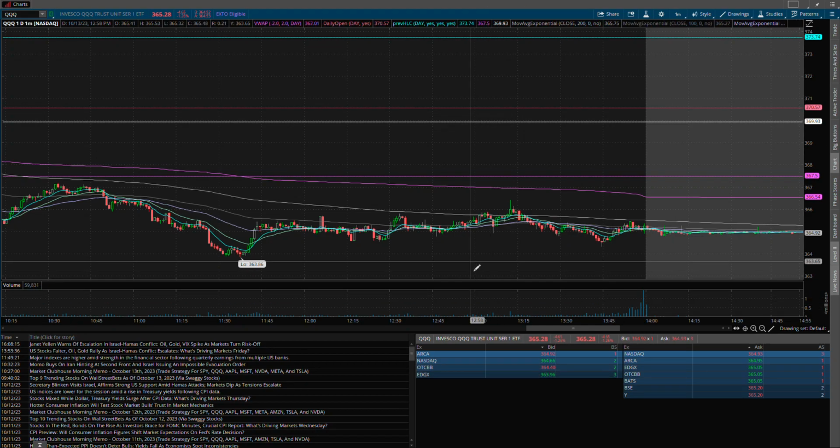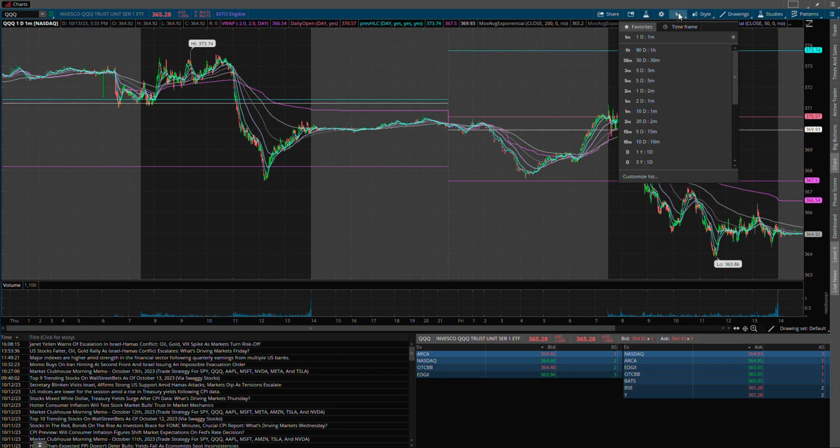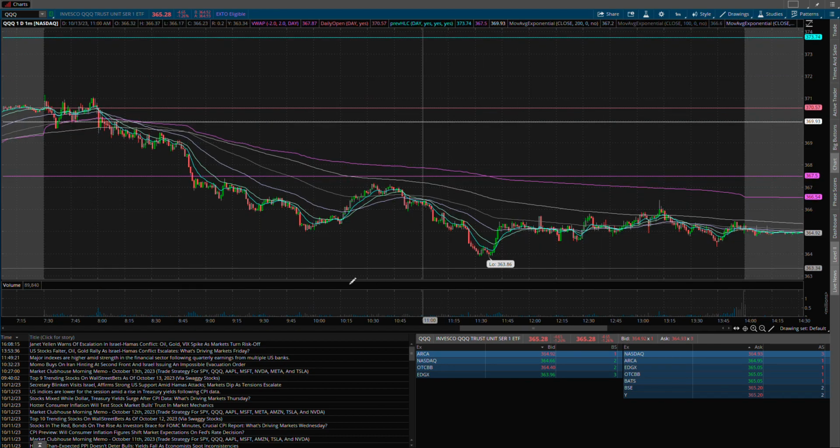Today's October 13th, 2023. This is a chart of QQQ. It's a 1 minute chart right here, and things are moving along fairly well. There could have been several different trades that I could have made.